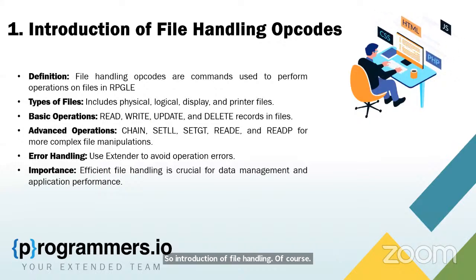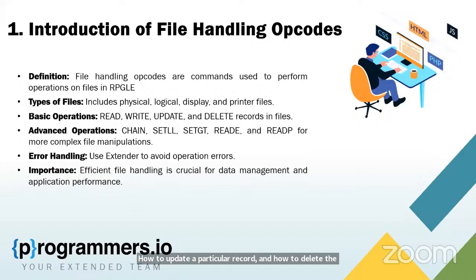So let's move forward to the introduction of file handling opcodes. File handling opcodes are commonly used to perform several operations on files. The files include physical files, and we can also do operations on logical files, display files, and printer files. The basic operations we are going to do are read, how to read a record, write, how to write a record, update, how to update a particular record, and delete, how to delete records from the files.